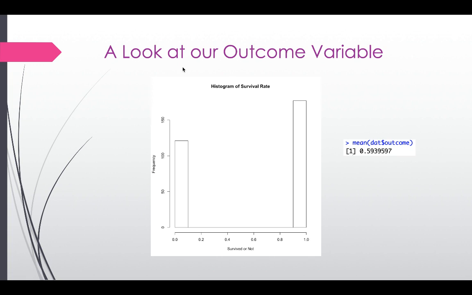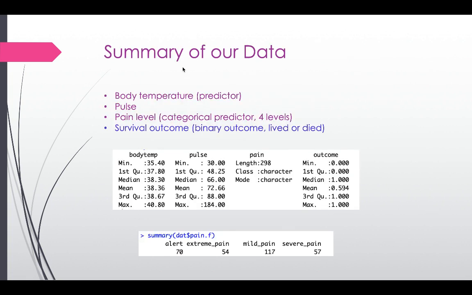What we can also see is that this data does violate the normal distribution because it doesn't have normal bell-shaped curves. In explaining the data a little more, we have 3 predictors, 2 of which are continuous, and then 1 is pain level. This is a categorical variable with 4 levels: alert, which is the most normal group, then mild, severe, and extreme pain.